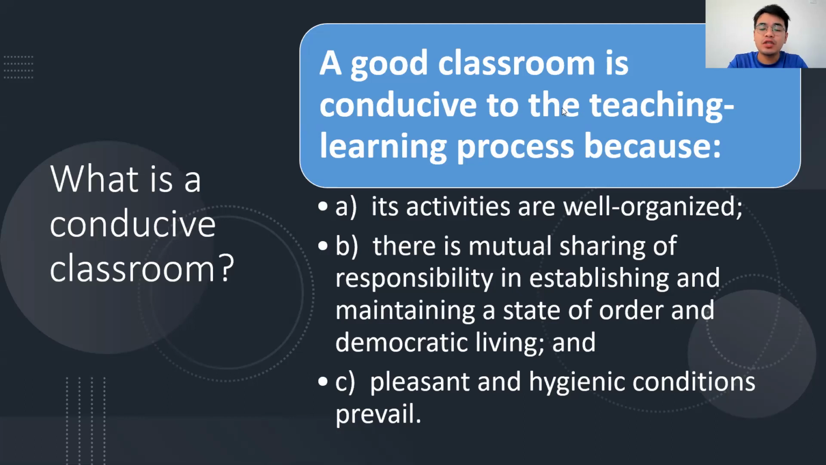Okay. Letter B, there is mutual sharing of responsibility in establishing and maintaining a state of order and democratic living. In the 21st century learning environment, although we have learned that there are 3 types of teacher according to their teaching styles. We have laissez-faire teachers, we have democratic teaching styles, we have autocratic teaching styles. But in the 21st century learning environment, what has been advocated as a suitable teaching style is democratic. Okay? When we say democratic, we give a certain degree of freedom to our learners, a certain degree of choice to our learners.